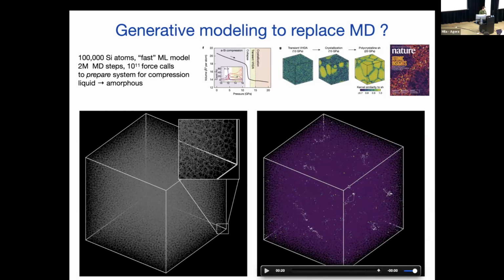So we couldn't have possibly done this quantum mechanically. We've done this with the ML model, and that's fine, but it was still a month of computer time to generate this amorphous structure. I'd like to do that using generative modeling, and I'm here to learn about that. So thanks very much, and I'm happy to answer questions.